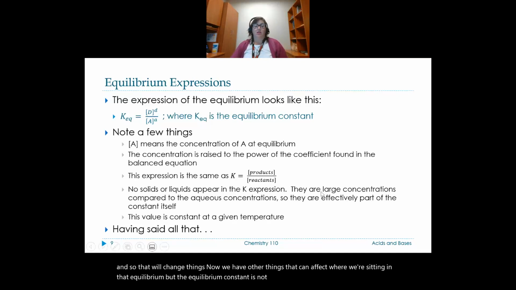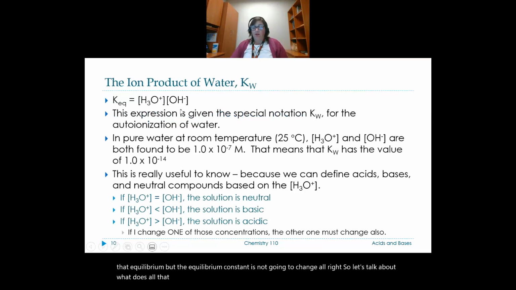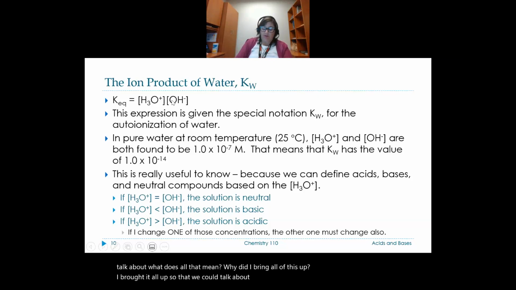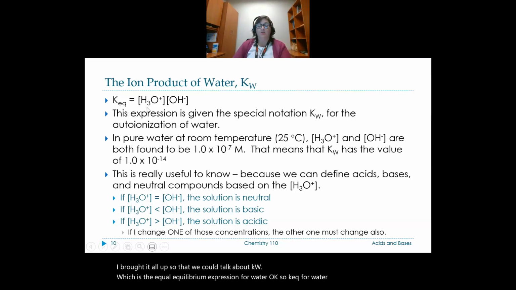So let's talk about what does all that mean. Why did I bring all of this up? Well, I brought it all up so that we could talk about Kw, which is the equilibrium expression for water. Okay, so Keq for water, or Kw, equals the concentration of the H3O+ times the concentration of the OH-. This expression is given the special notation Kw because it's for the ionization of water.